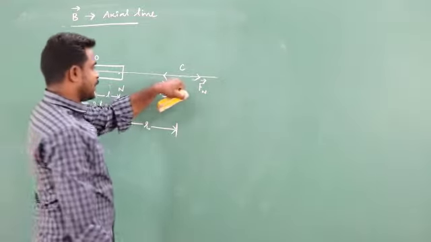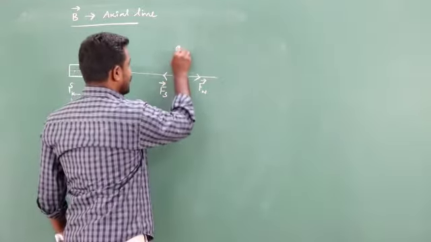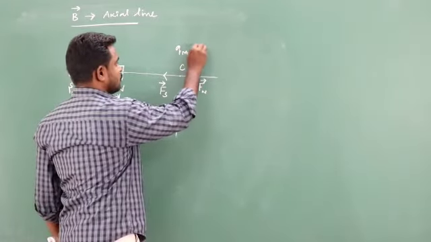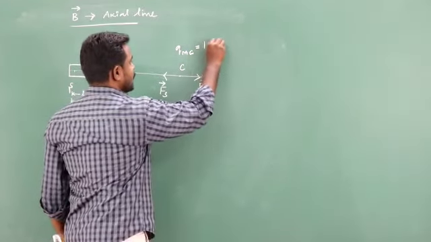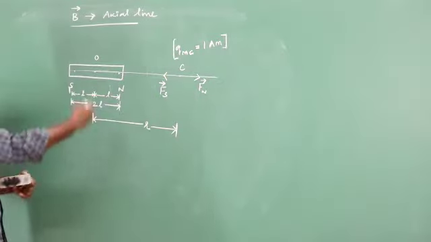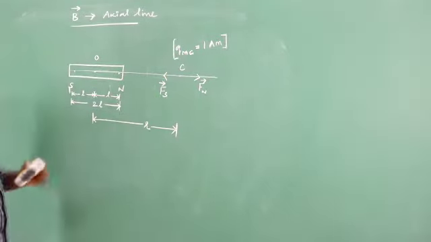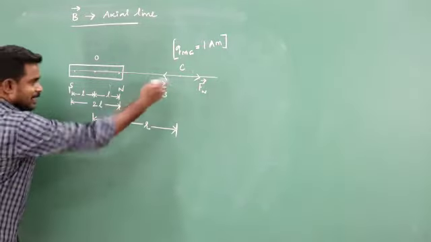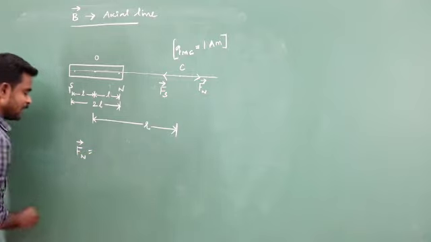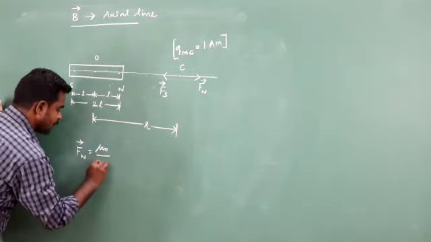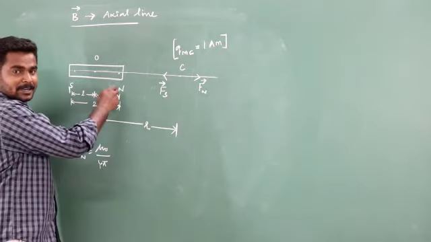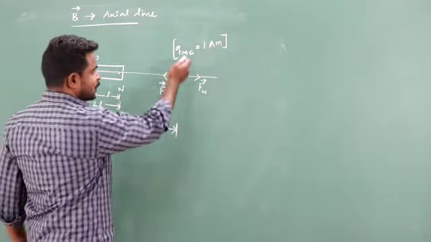The unit north pole we use at point C has pole strength QM of 1 ampere meter, so we can substitute 1 ampere for the pole strength. Now we find out FN due to the north pole. Already we know the constant of proportionality mu naught by 4 pi, QM is the pole strength of the north pole, and the unit north pole is 1 ampere.